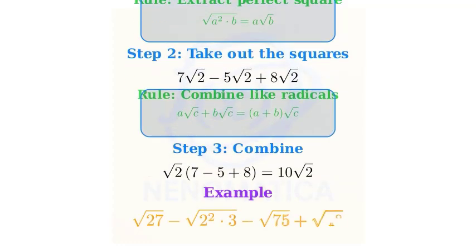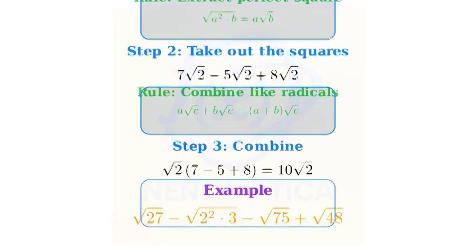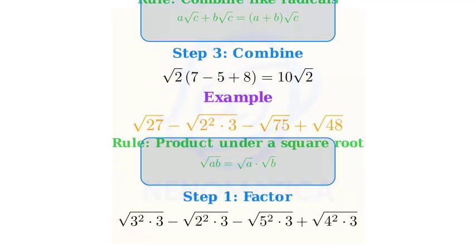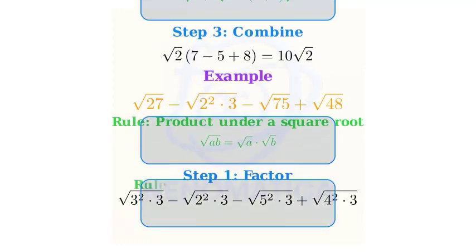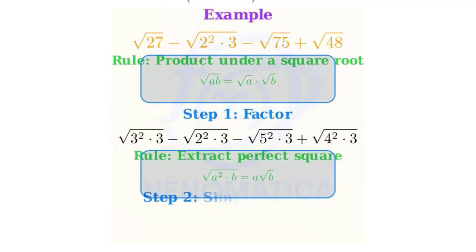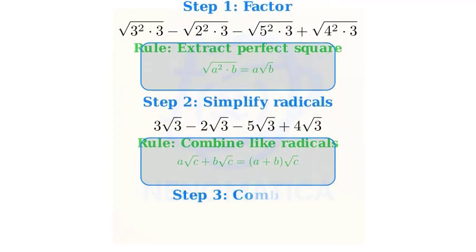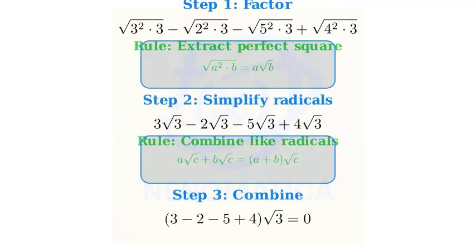Example. Next expression, square root of 27 minus square root of 2 squared times 3 minus square root of 75 plus square root of 48. Step 1. Write each radicand as a perfect square times 3. Step 2. Extract the perfect squares. Step 3. Combine like terms. The coefficients add to 0, so the entire expression equals 0.